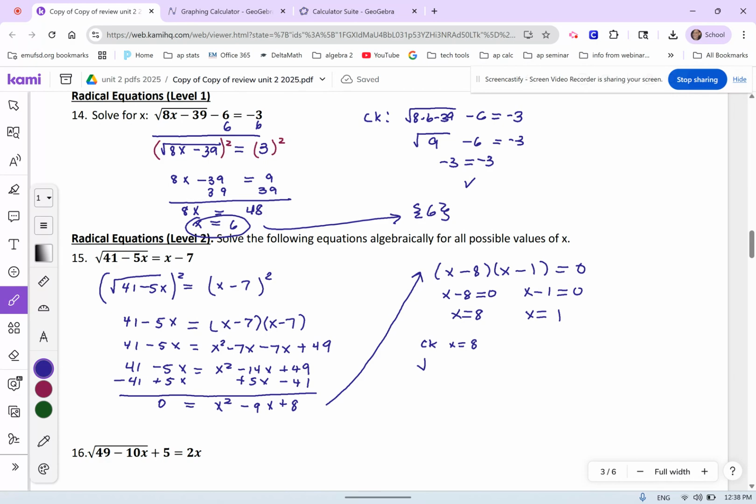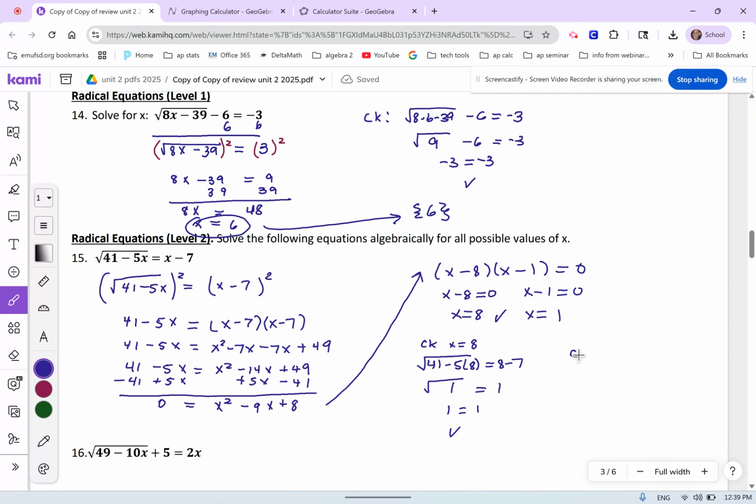You need to check both the answers, and I'm going to check 8 first. And I'm going to check by hand. But again, you can use the graphing calculator. So this becomes 41 minus 40, or 1. Is it equal to 8 minus 7, or 1? And it does. So we know the 8 checks.